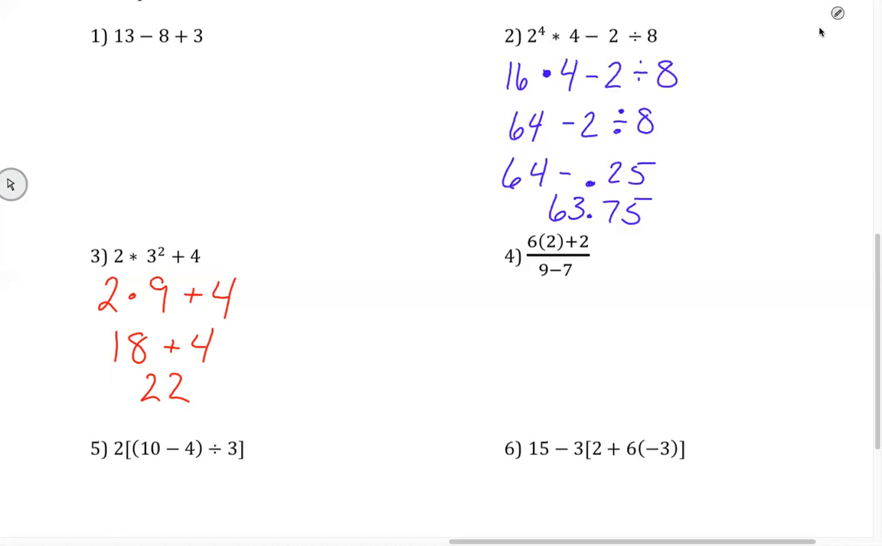Here we go. Let's look at the next one, number 4. And Matt. You there, Matt? Matt? Hello. Hi. I'm really glad you could join us this morning. Can you tell me what operation I do first? The 6 times 2. Do you know what that is? 12.